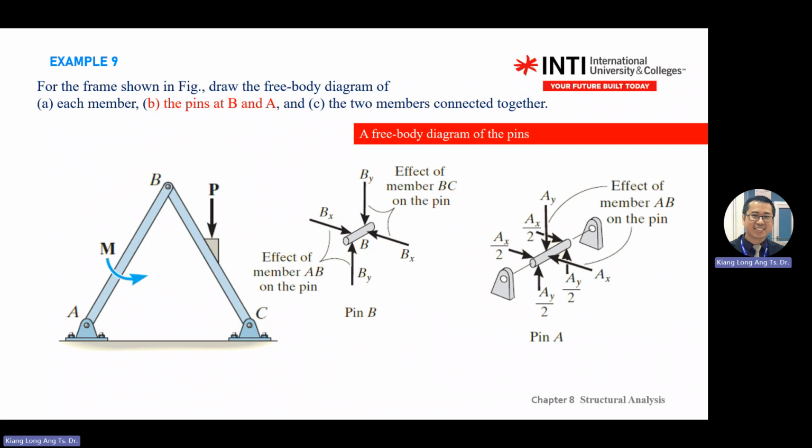Okay, pin B okay? So pin A is the same also. You flip the A that you drew just now into this one. So this will be AX at the center, AY. This is because of the member. AY and AX are because of member AB. And there are two sides, the connector, the two frames there, there will be forces also.